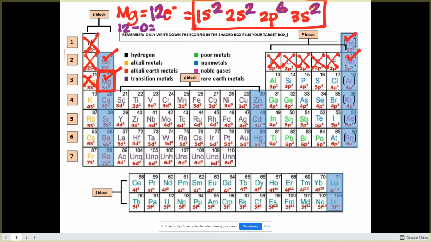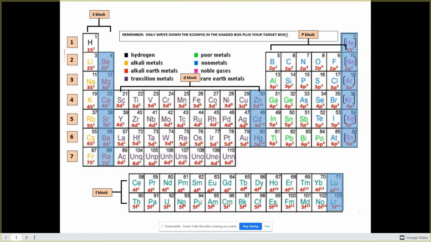For example, guys, I want the electron configuration for phosphorus, P. Go look for phosphorus, P. If you look at the periodic table, P is right here. See it? Let's highlight that box. That's our target box, don't forget. So how many electrons does P have? Again, the formula is atomic number 15 minus the charge.